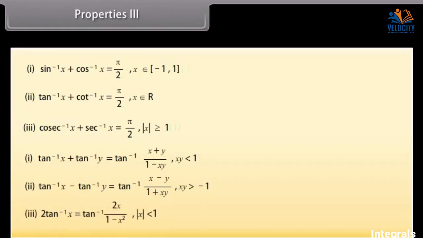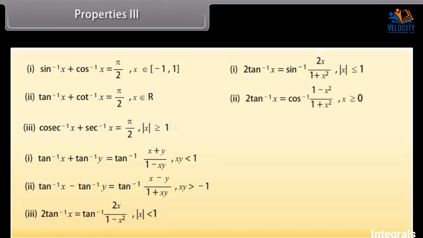2 tan inverse x is equal to tan inverse of 2x by 1 minus x square, modulus of x is less than 1. 2 tan inverse x is equal to sine inverse of 2x by 1 plus x square, modulus of x is less than or equal to 1. 2 tan inverse x is equal to cos inverse of 1 minus x square by 1 plus x square, x is greater than or equal to 0. 2 tan inverse x is equal to tan inverse of 2x by 1 minus x square, minus 1 is less than x is less than 1.